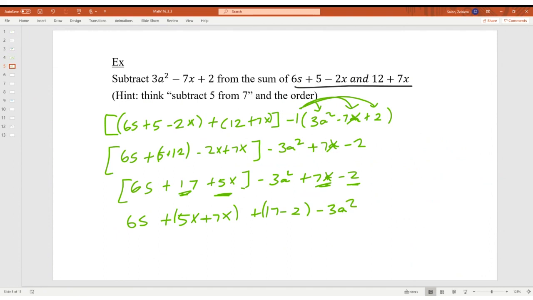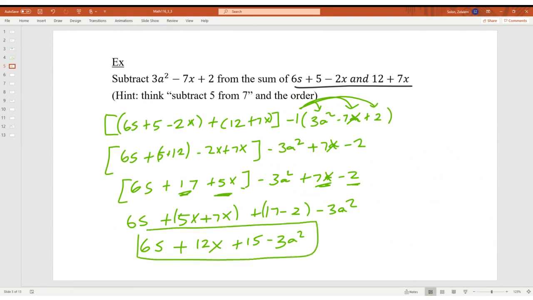Okay, let's combine like terms. 5x plus 7x is 12x. So 6s plus 12x. 17 minus 2 is 15. And minus 3a squared. Okay, that's how you simplify this example. It looks longer, but we follow the order of operation. Any question on this example?